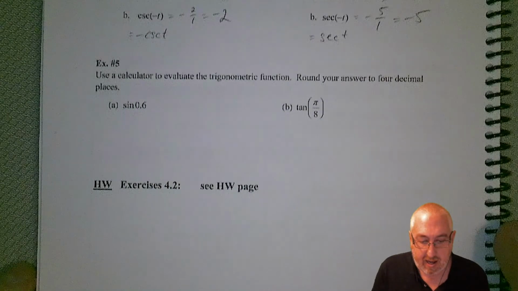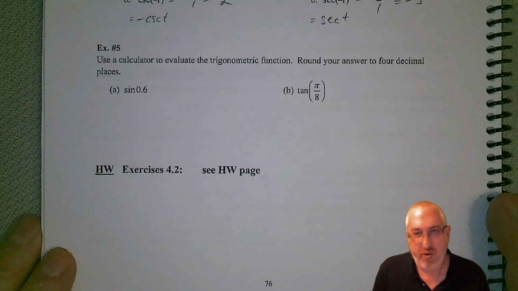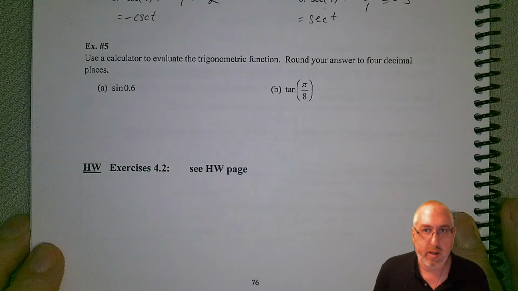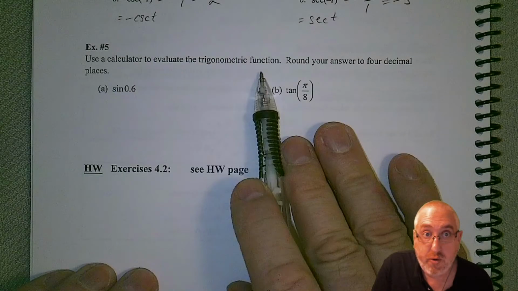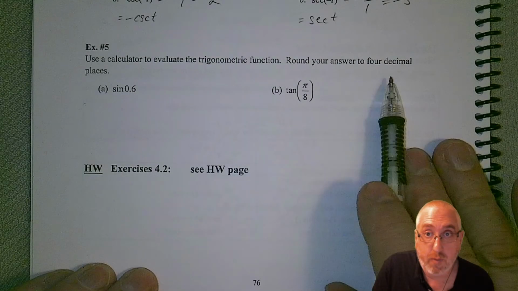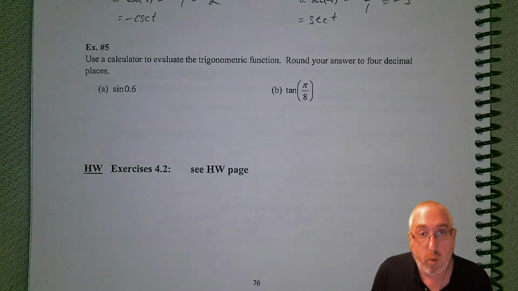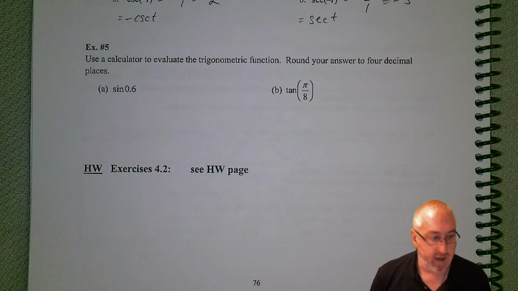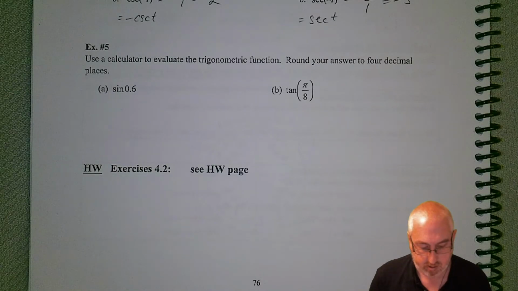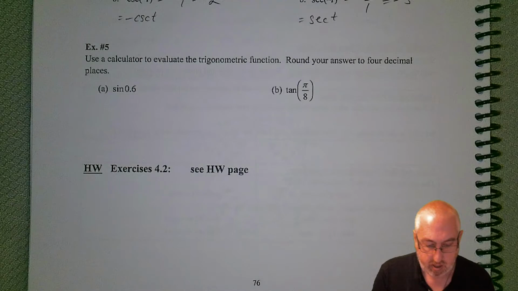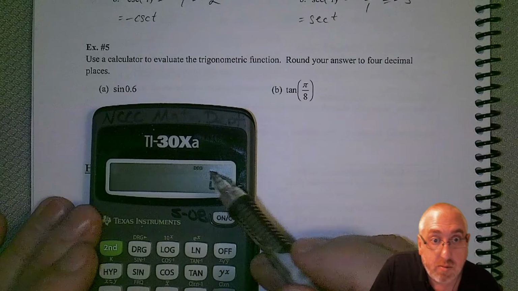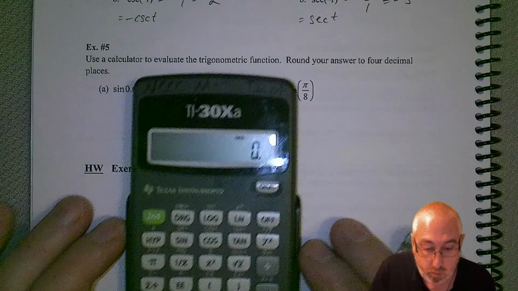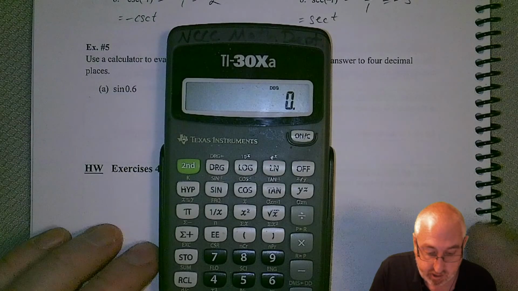All right, the very last question is just making sure you know how to use your calculator correctly. So this should be really fast. Use your calculator to evaluate the trigonometric function. Round your answer to 4 decimal places. The only thing to be absolutely careful about is what your calculator is in for units. If you turn on your calculator, something like this, you can see right off the bat, this is DEG, which stands for degree. So if you want to use radians, you're going to have to change it.